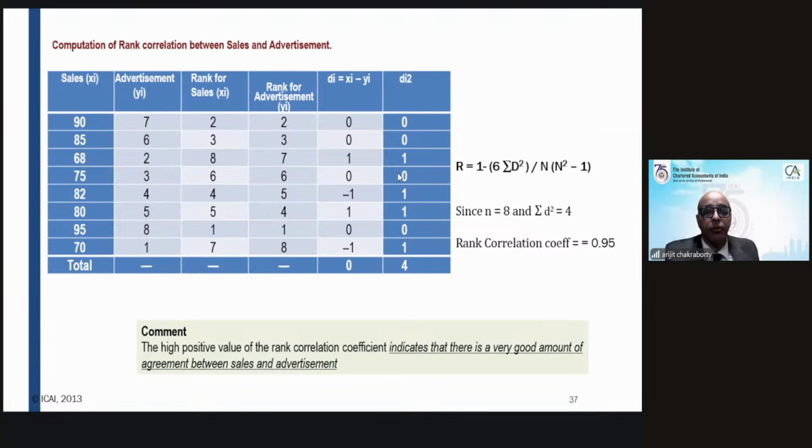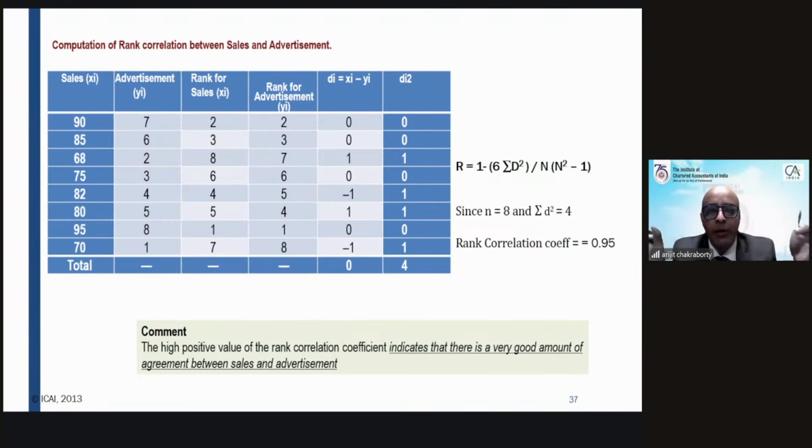First we are finding out the rank for the sales, which is modified XI. You can see the third column. Column number 4, rank for advertisement. Then we are finding the difference, DI, which is equal to XI minus YI, and DI square. This is the formula. Very simple problems on rank correlation coefficient might be expected for the exam. You should be prepared. In this particular example, we could see that the rank correlation coefficient comes to 0.95. So it is a high, strong positive value of rank correlation coefficient.